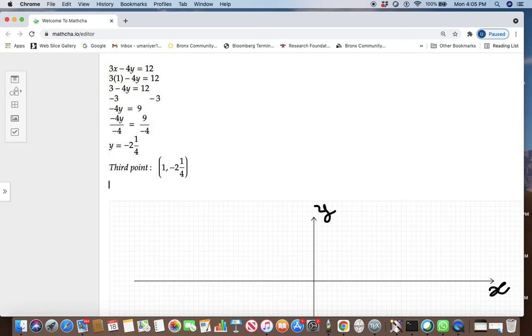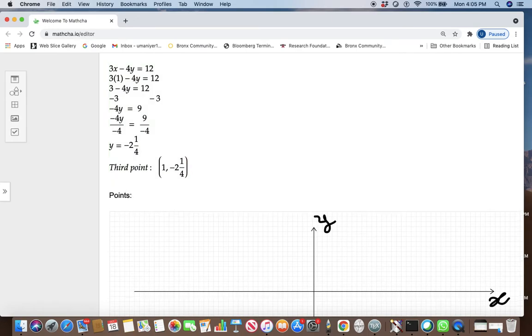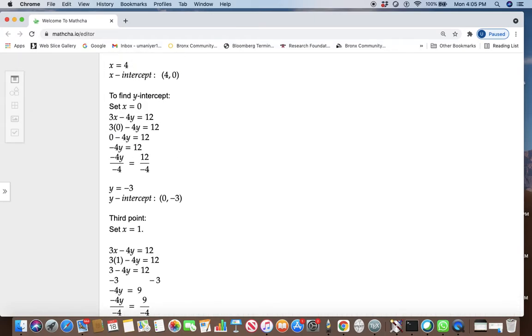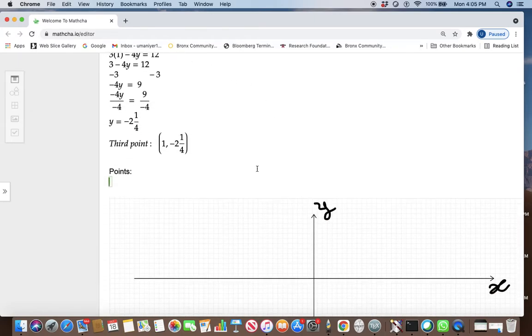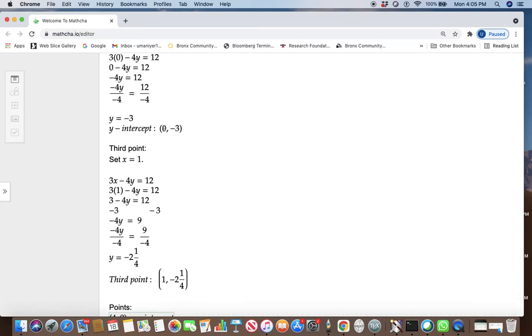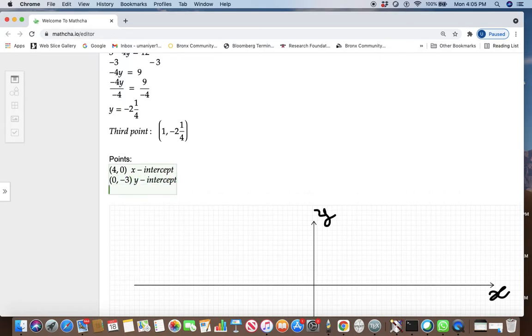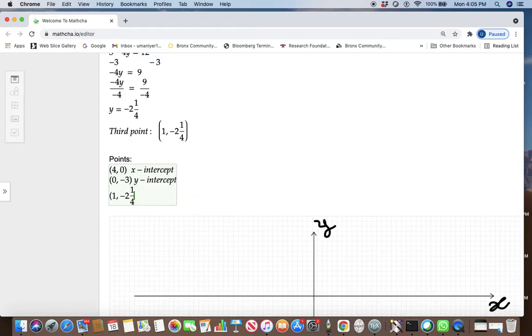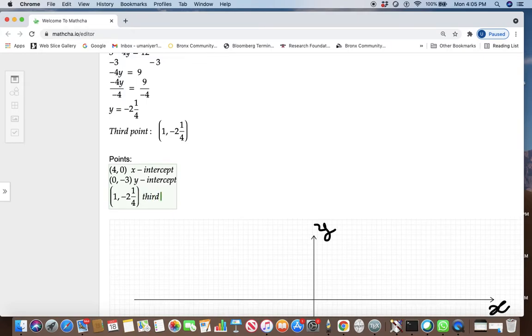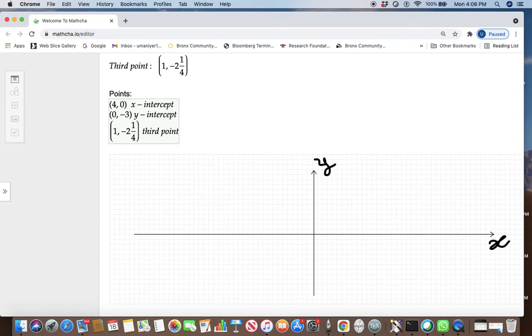Alright, so you have your 3 points. First point is the x-intercept 4, 0. Next point is the y-intercept 0, negative 3. And next is 1 and negative 2 and a quarter. This is your third point. So now we are ready to graph our line.